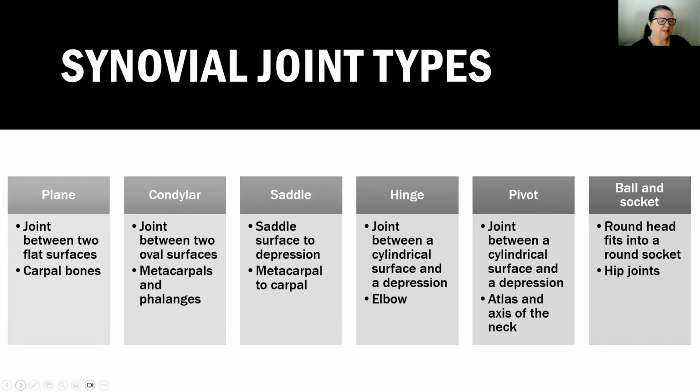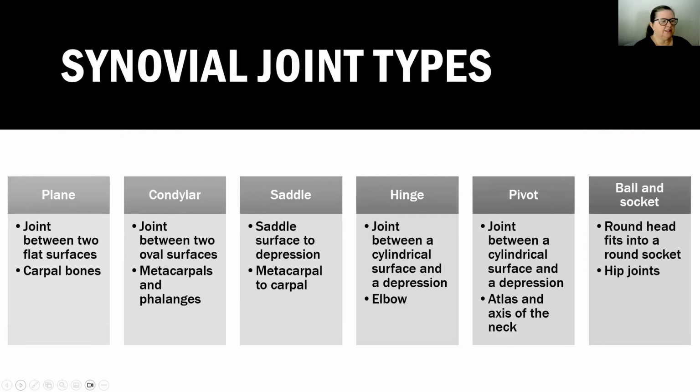There's a plane joint, plane as in a plane, not I'm plane. This is a joint between two flat surfaces. A good example of that is the carpal bones. The condylar joint is a joint between two oval surfaces. A good example of this is the joint between the metacarpals and the phalanges.